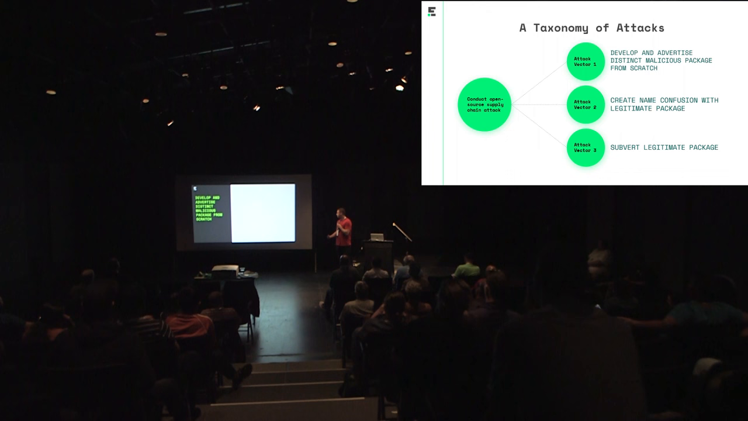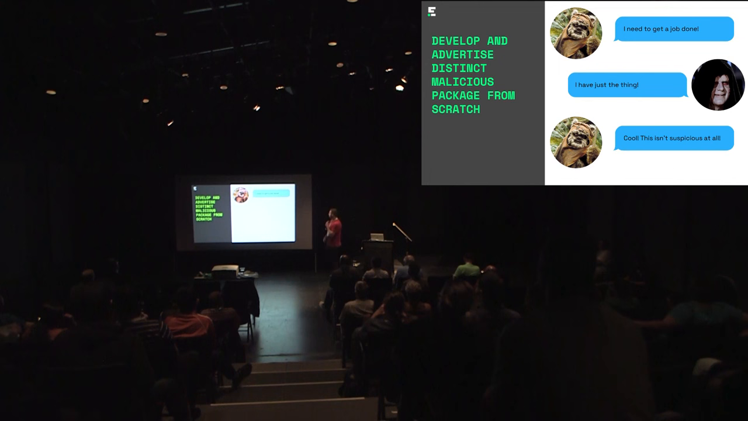So what is developing and advertising a malicious package from scratch? Ultimately, your developers are out there, and they're simply thinking one thing. I need to get a job done. Well, ultimately, people are going to go out there and say, I have just the thing. And by making something useful, you have now established yourself in the chain of trust. And ultimately, supply chain attacks are about understanding your model of trust. By making something useful, that maintainer has established themselves in your trust chain. Your developers are just going to use it.